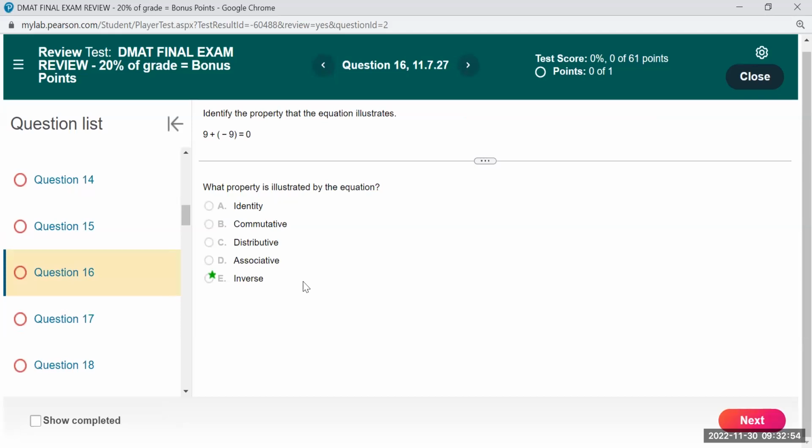Identify the property. Negative 16. 9 plus negative 9 equals 0. That's the inverse. The inverse property makes it equal 0.